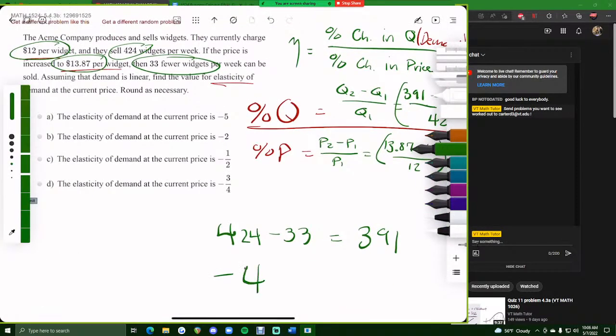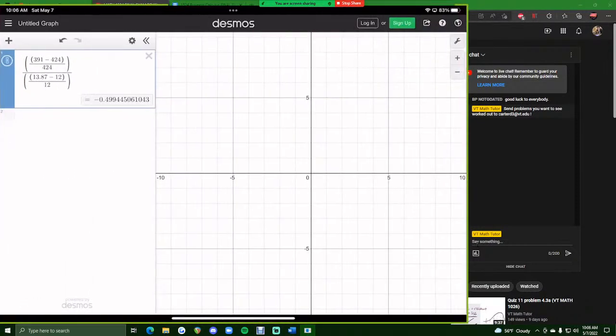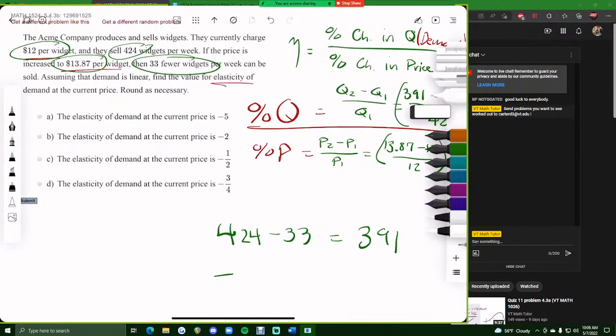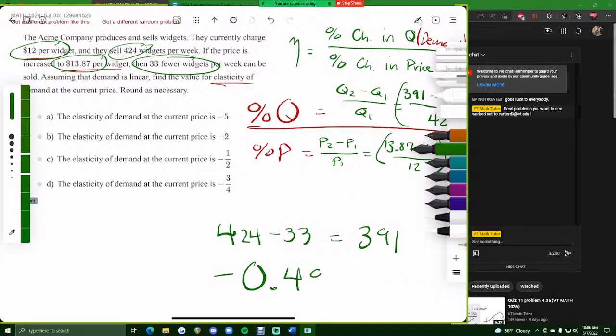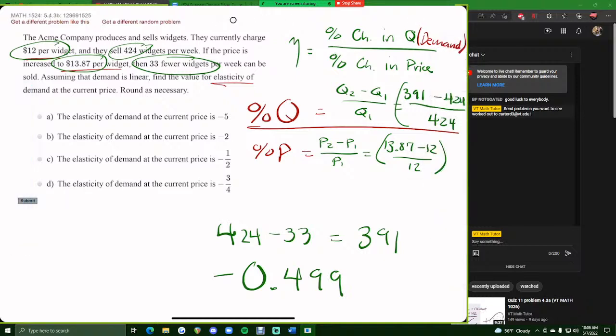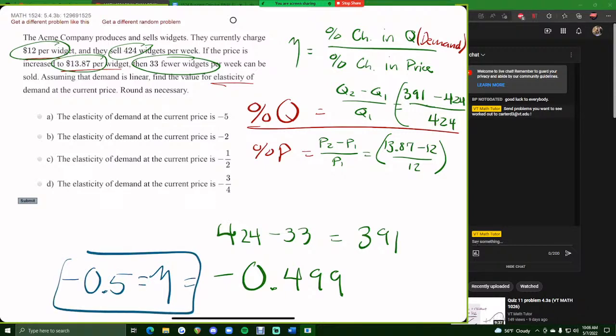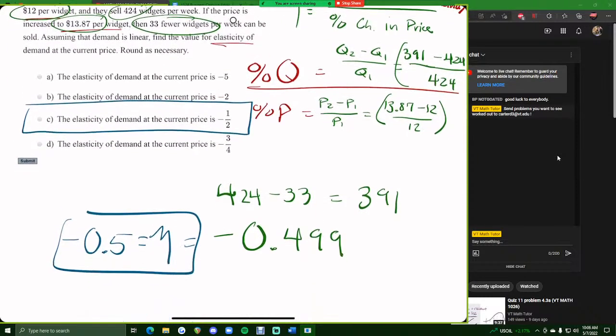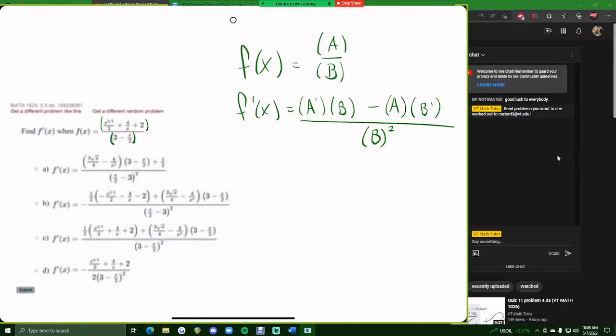Negative what did I say? 4.99? No, 0.499. That was right. So 0.499. Of course, that is approximately negative 0.5. So our elasticity is about negative 0.5 or negative 1/2. All right. So good elasticity practice there.